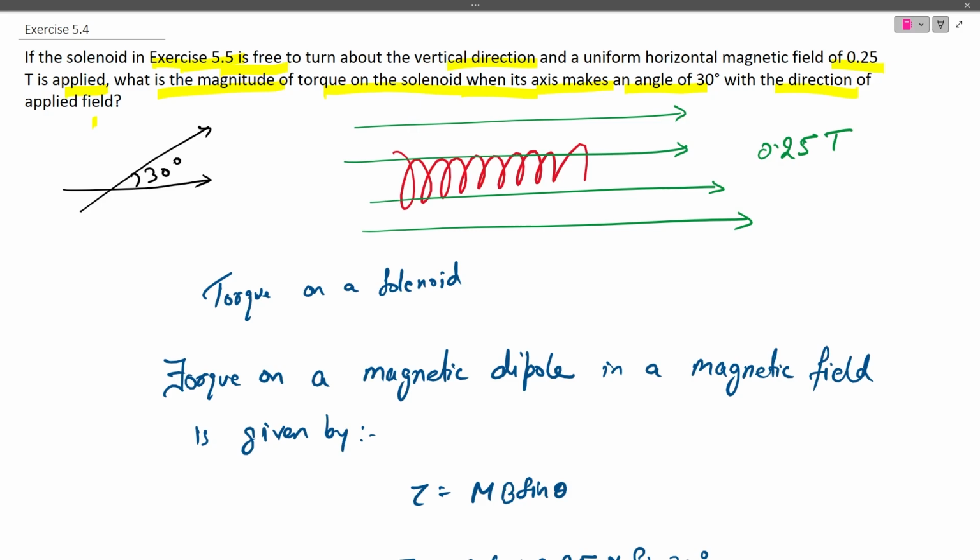the solenoid, and it has a cross-section area that was given. Now it was not subjected to any external magnetic field. Now in this question, that solenoid is subjected to an external magnetic field of magnitude 0.25 Tesla.